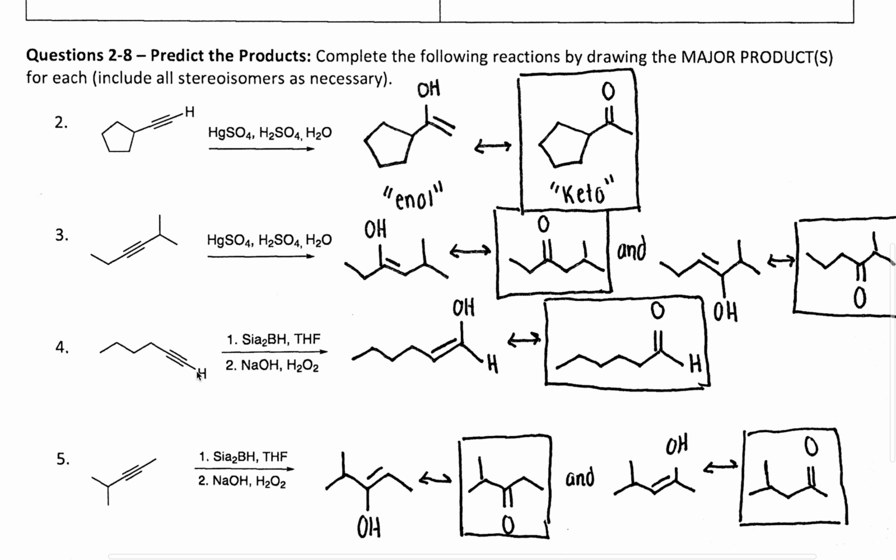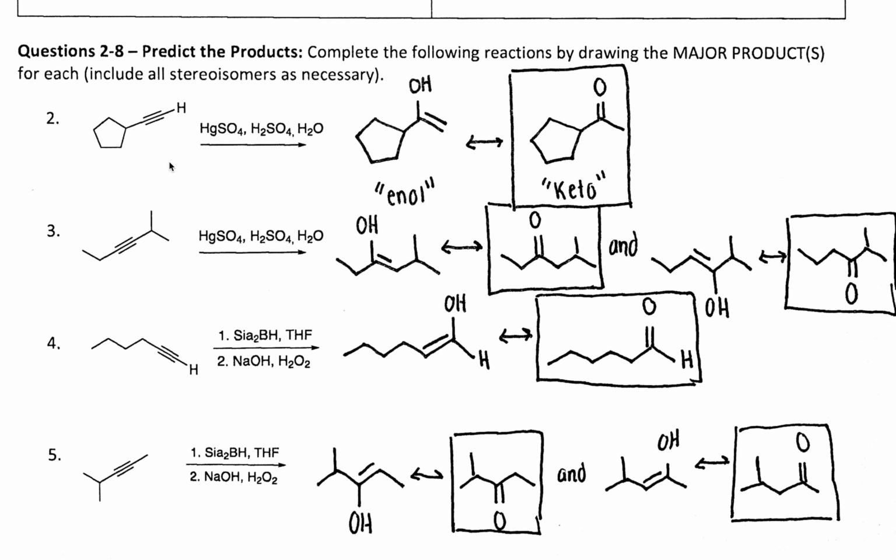All right, so moving on to predict the products. Remember that when we're doing these characteristic alkyne reactions, we're actually forming something called an enol. And an enol is basically just the words alkene plus alcohol together. And enols readily tautomerize into ketones. So that's why you're going to see these carbonyl functional groups in your end product. So they're either ketones or they're aldehydes.